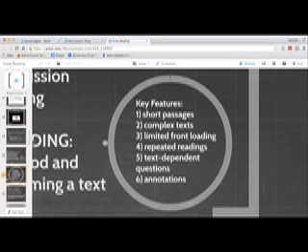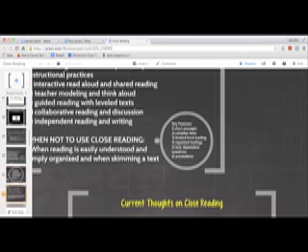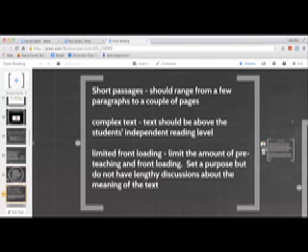The key features of close reading are short passages, complex text, limited front loading, repeated readings, text-dependent questions, and annotations. Short passages should range from a few paragraphs to a couple pages. The text should be above the student's independent reading level, and it should limit the amount of pre-teaching and front-loading that takes place. Set a purpose, but do not have a lengthy discussion about the meaning of the text.